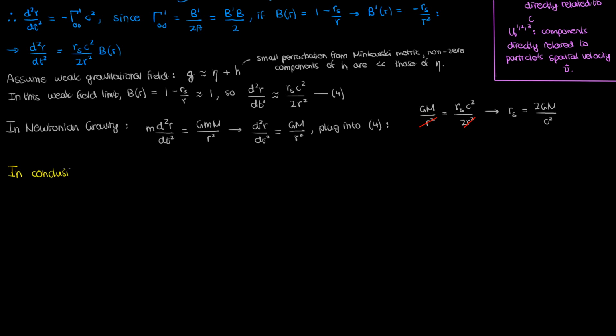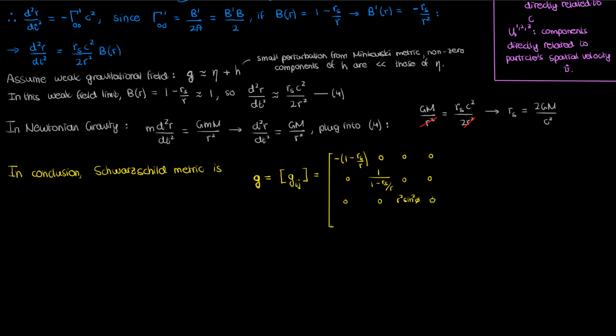So finally, after all this hard work, we've derived the Schwarzschild metric, the metric of the four-dimensional space-time surrounding a static, spherically symmetric mass, which I will write here as the following. The constant r sub s, the 2GM over c squared, by the way, has a special name. It's called the Schwarzschild radius.